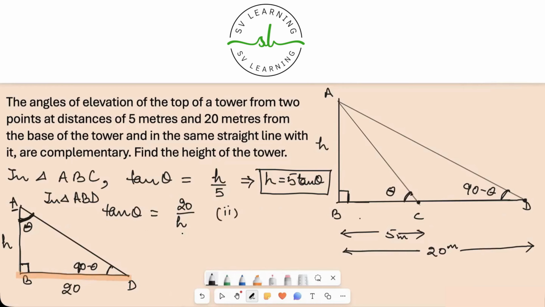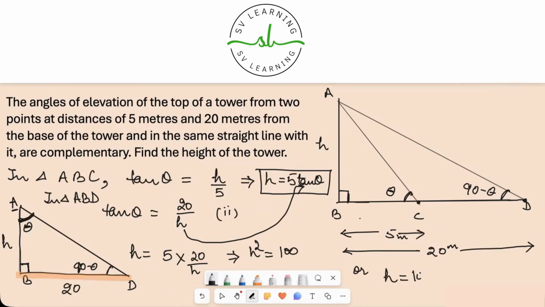Now, if I substitute the value of this tan theta here, so what I will get? H is equal to 5 tan theta, which means 5 into 20 by H, which means H square is equal to 100, or I can say H is equal to 10 meters. So therefore, the height of the tower is 10 meters here.